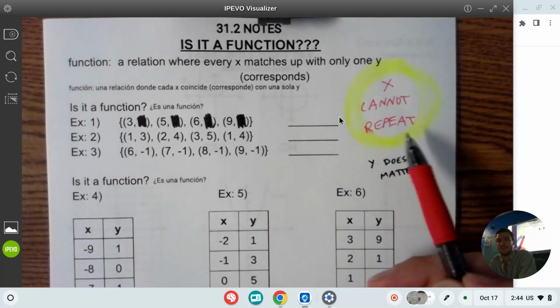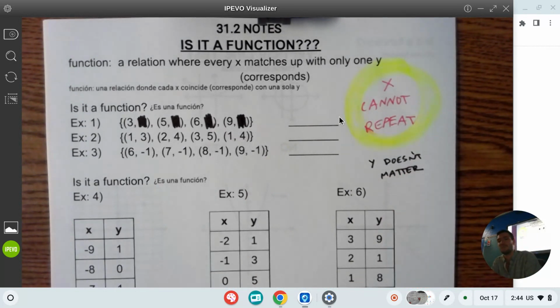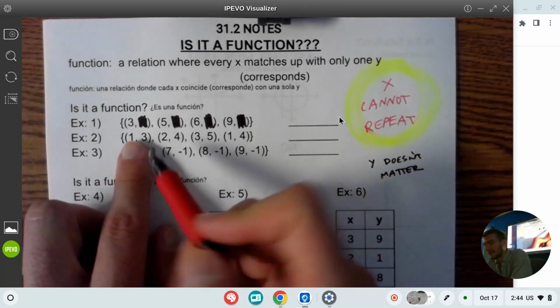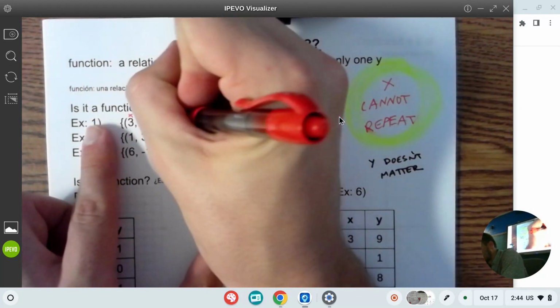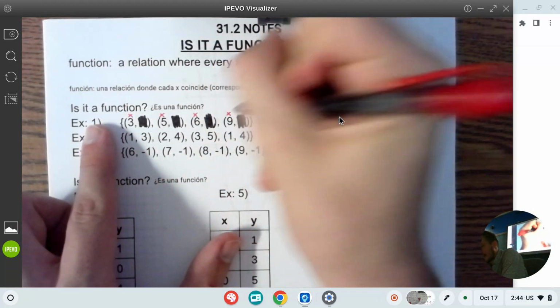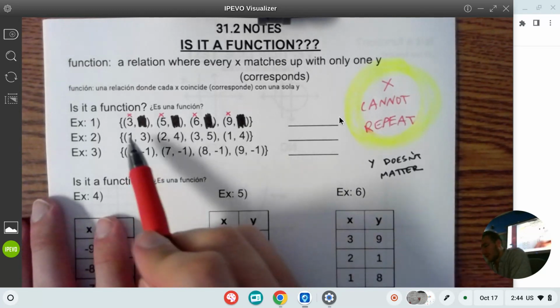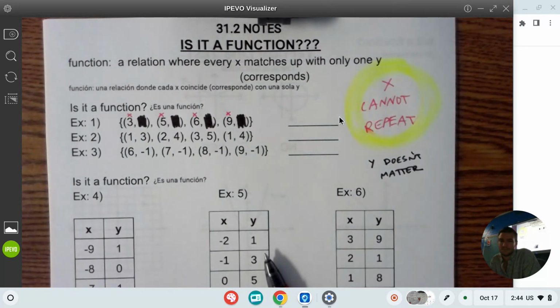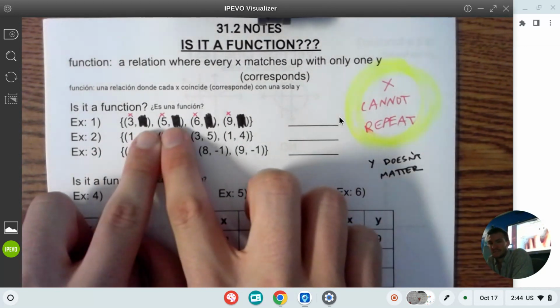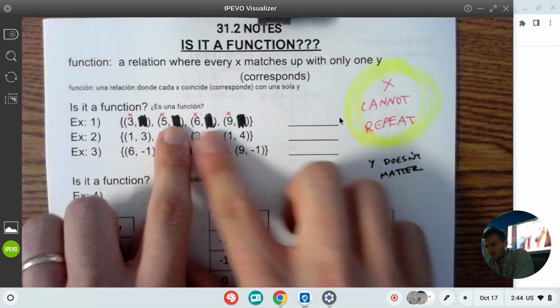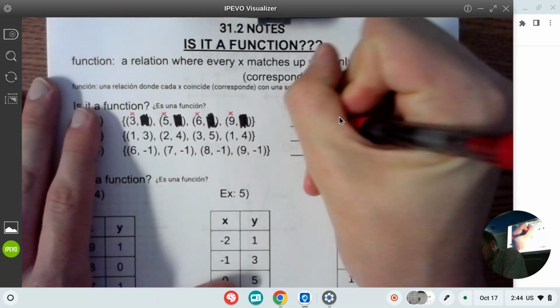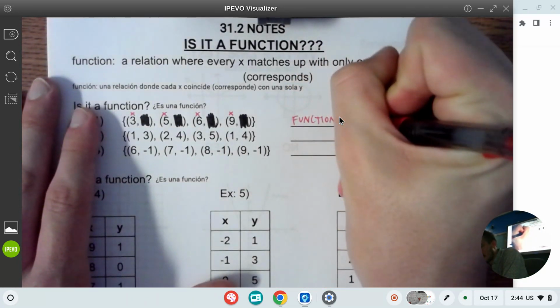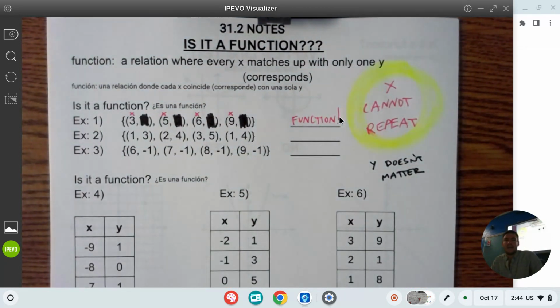And what does it mean to repeat? It means to have doubles or to happen twice. So what we're going to do is look at the x's. The numbers are 3, 5, 6, 9. Do we have any repeated numbers? No. 3 only happens once, 5 only happens once, 6 is only once, 9 is only once, and so guess what? We're a function. We're just going to write the word function on the line. And for the most part, that's it for the whole day. Look at the x's, look for repeats.